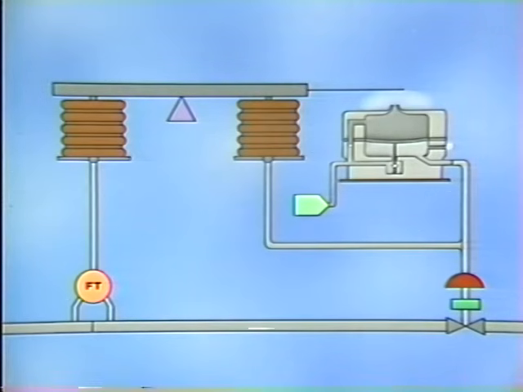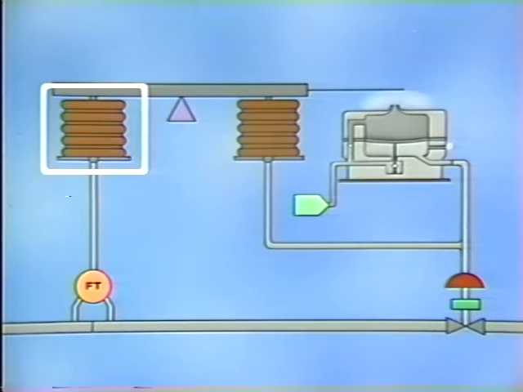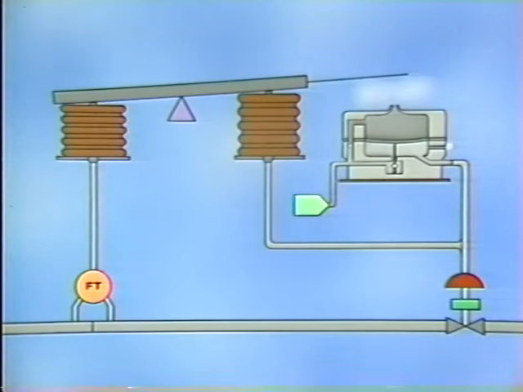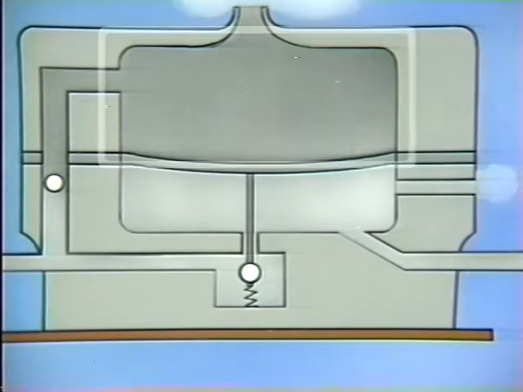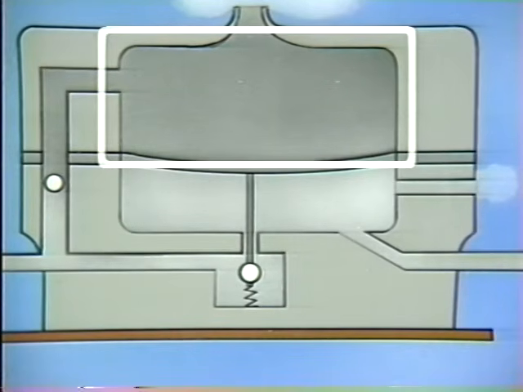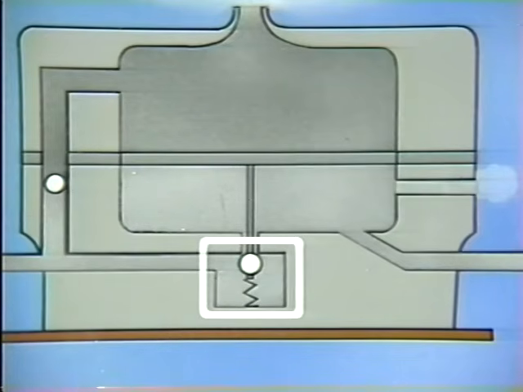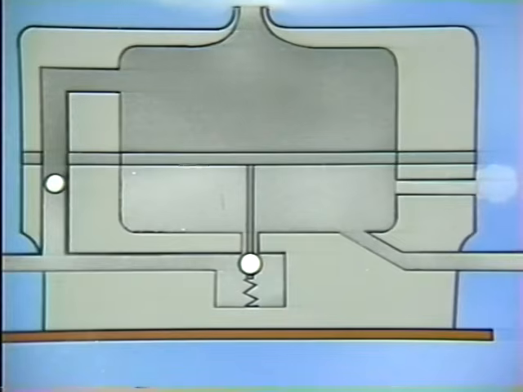Now let's see how the relay would respond should the signal to the input bellows decrease. This would represent a decrease in flow. In this case, the input bellows contracts, pivoting the beam and moving the flapper away from the nozzle. This decreases the pressure in the upper compartment of the relay, which allows the diaphragm to rise and moves the plug, reducing the flow of air to the lower compartment.